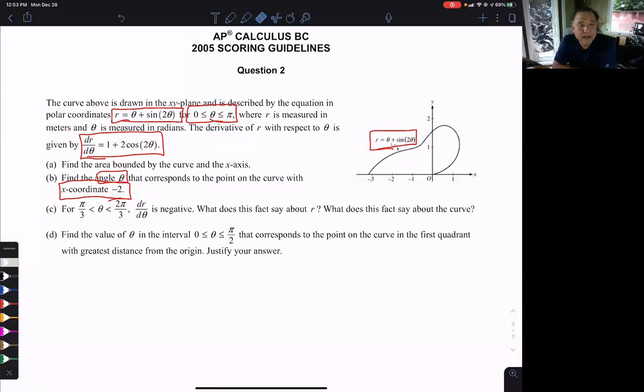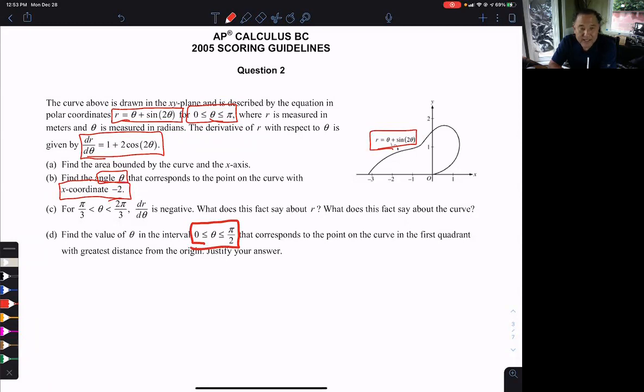So 2005, question number 2, part D. It says find the value theta from 0 to pi over 2. So they give us a limited domain that corresponds to the point on the curve in the first quadrant with the greatest distance from the origin.